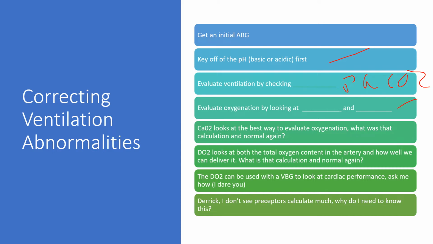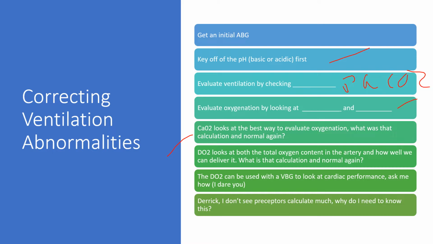But if you need a refresher on the oxyhemoglobin dissociation curve, I have another video on that, so if you want more information, please seek that out. All right, the CaO2 here, right? Content of arterial oxygen is the best way to evaluate oxygenation.